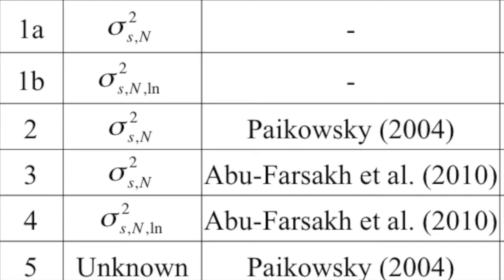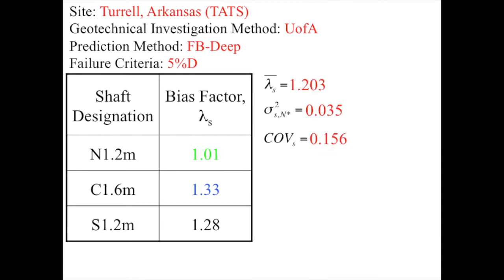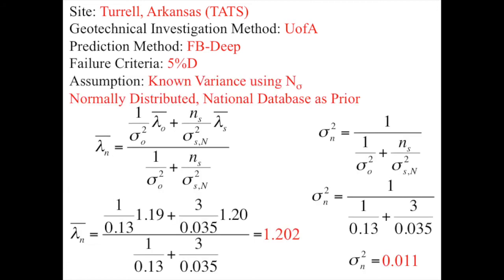Finally, case 5 was completely different than any of the other cases because the variance of the variance was also considered using the normal gamma approach. As previously mentioned, the average and variance values for case 2 were the same as for case 1a, 1.203 and 0.035 respectively. The mean and variance values of the posterior distribution of 1.202 and 0.011 respectively were then obtained by weighting the data with the data from a prior distribution.